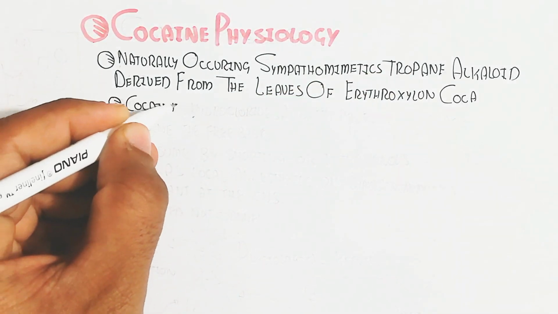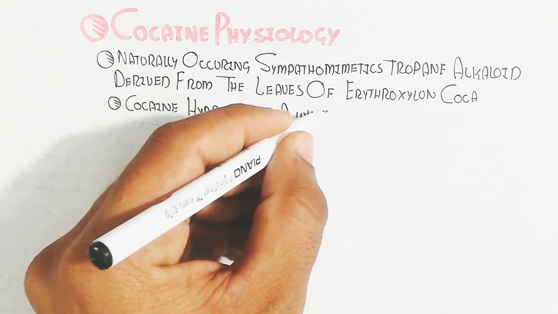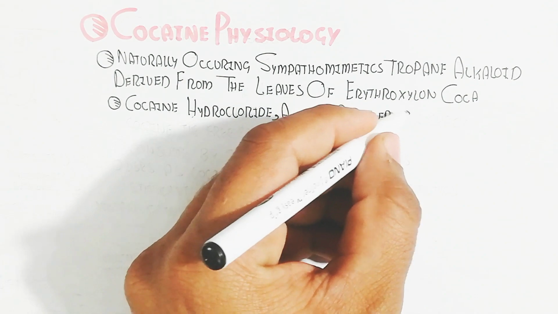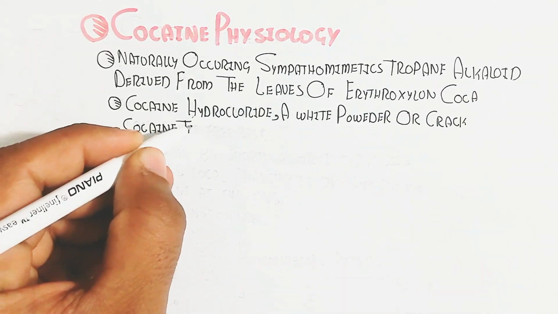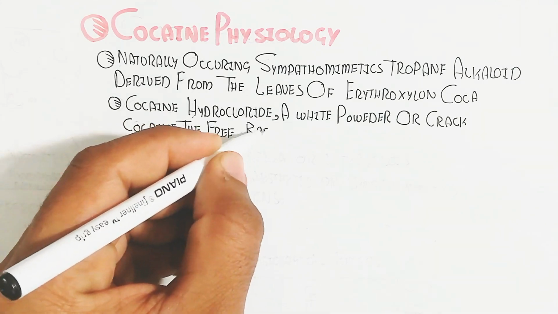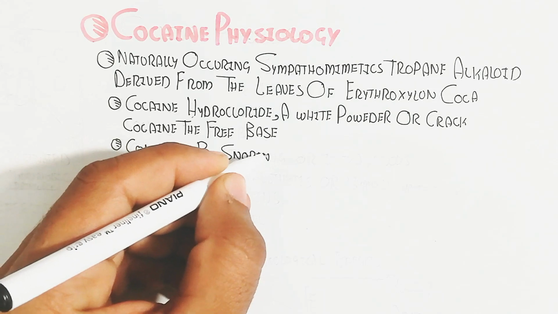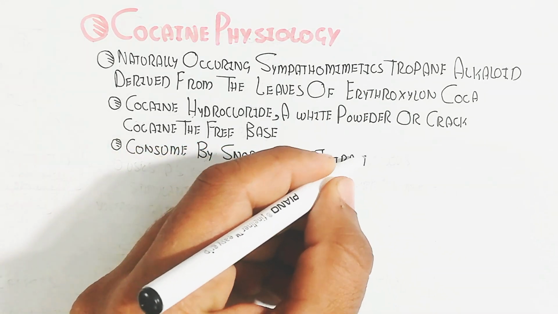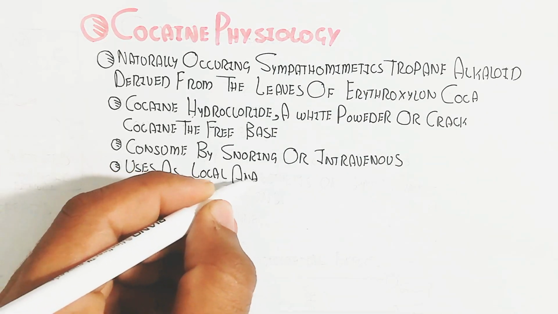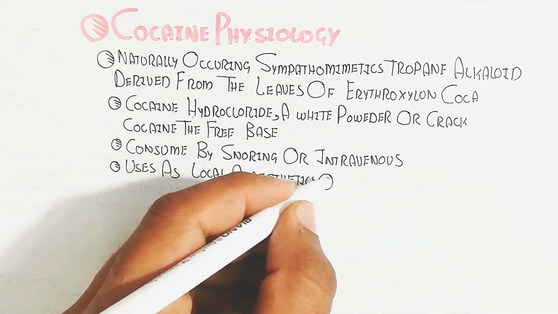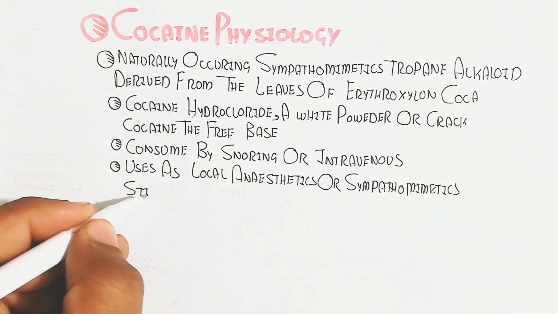Cocaine hydrochloride is a white powder, or crack cocaine, the free base. It is in the form of a salt, cocaine hydrochloride, the powder, or crack cocaine, the free base. It is consumed by snorting or intravenous injection, and used as a local anesthetic or a sympathomimetic stimulant of the central nervous system.